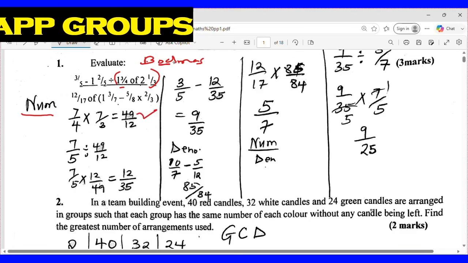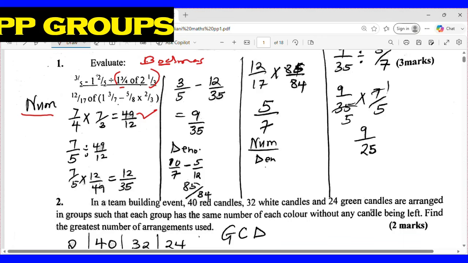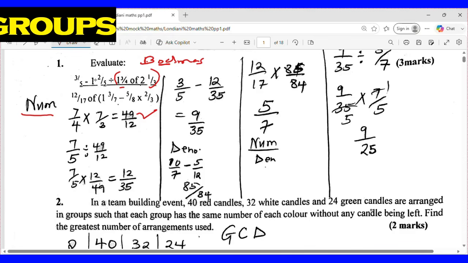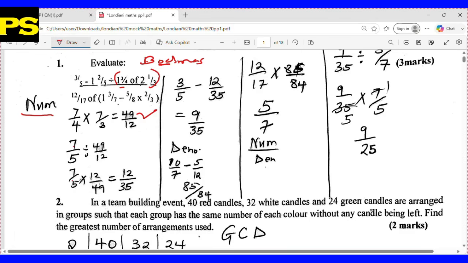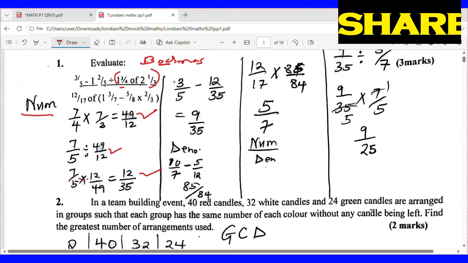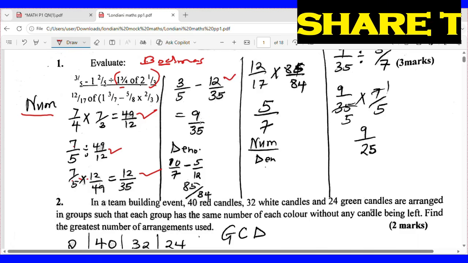Now the next one is a division. So it is this 1 2 over 5 divided by the answer here. You convert: 5 times 1 is 5, plus 2, 7 over 5. So 7 over 5 divided by 49 over this one. Division means multiplication with the reciprocal. So 7 over 5 times the reciprocal of this, which is 12 over 39, and that gives me 12 over 35. Now the last one is 3 over 5 minus this one, and the answer is this.